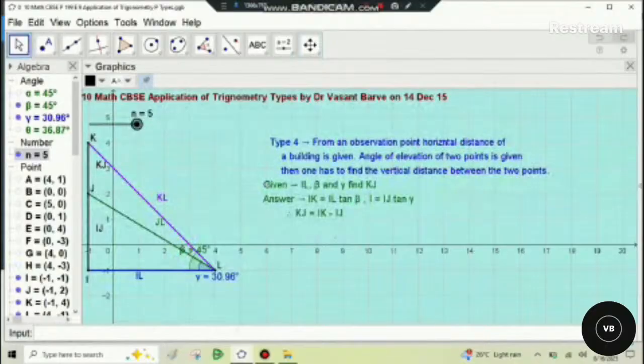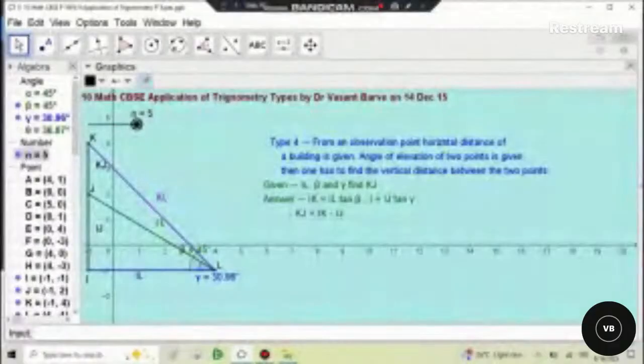Right. Here what we are doing is we are trying to get two angles and this distance. So with this distance and this angle we will get this height, and with this distance and this angle we will get this height, and consequently we can find out the height.